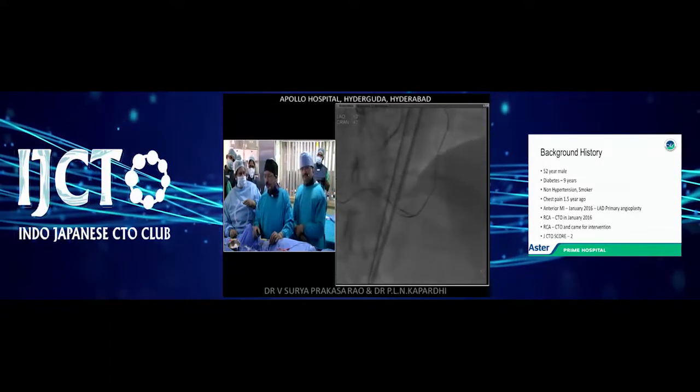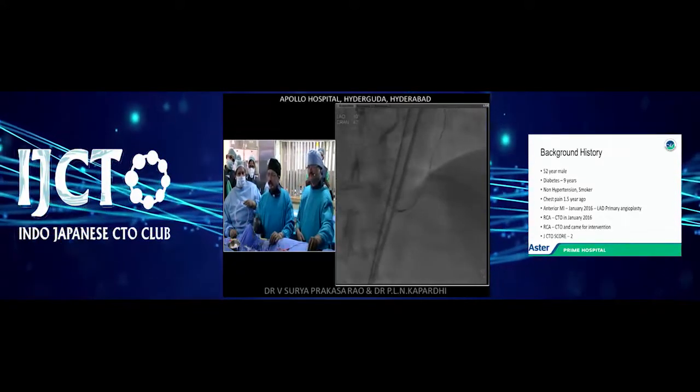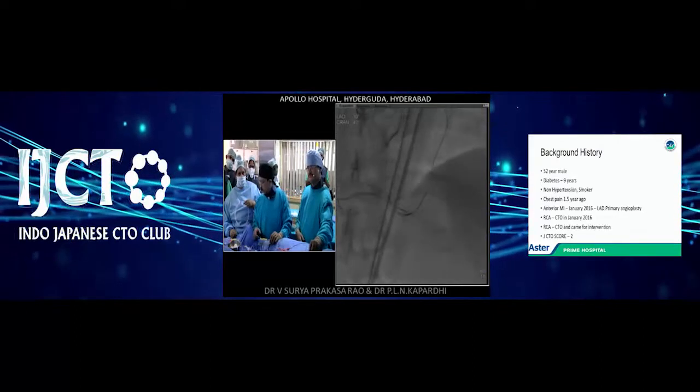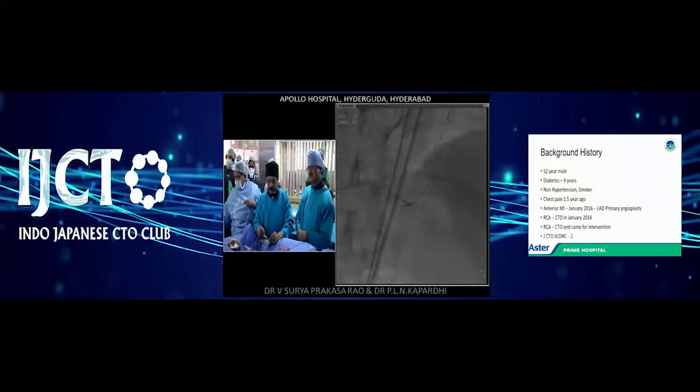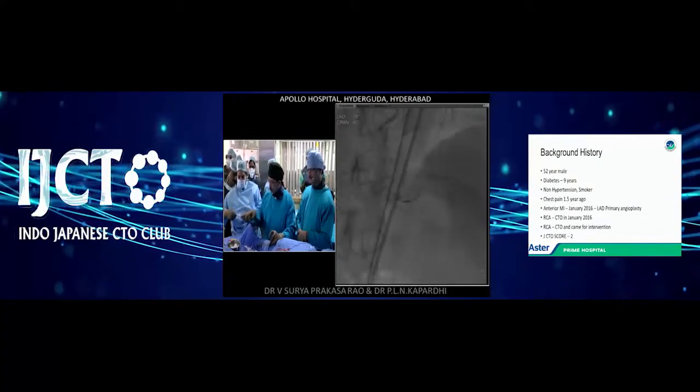We will keep the wire here and we will take out the Corsair, balloon trap and do the balloon dilatation of the mid segment, then we'll assess. Right. That's a good approach.